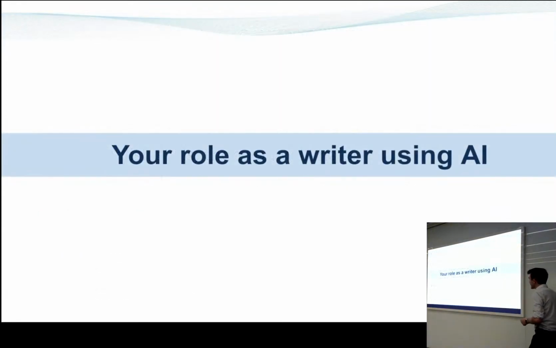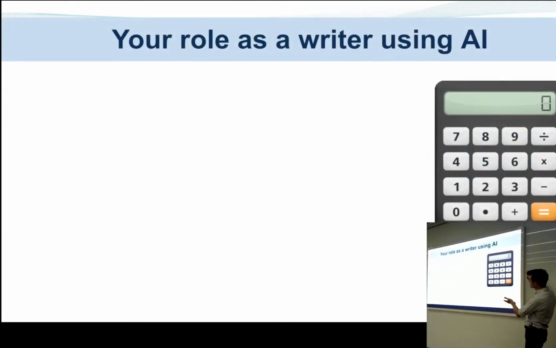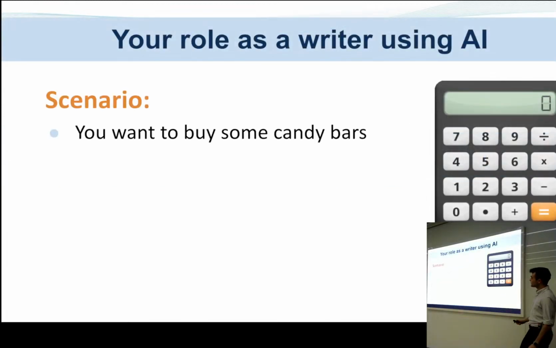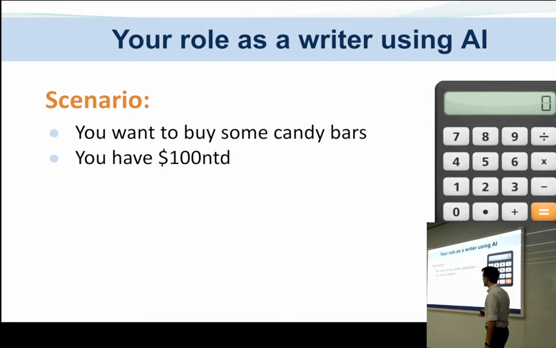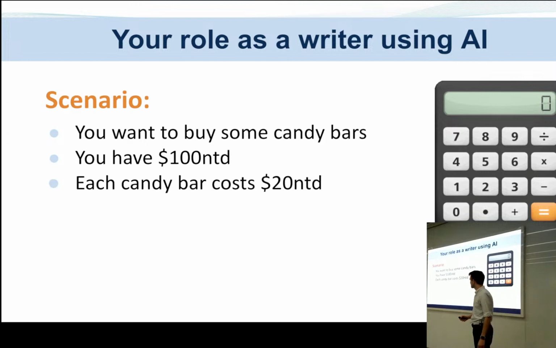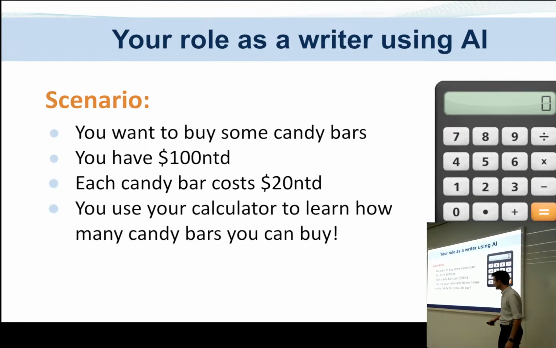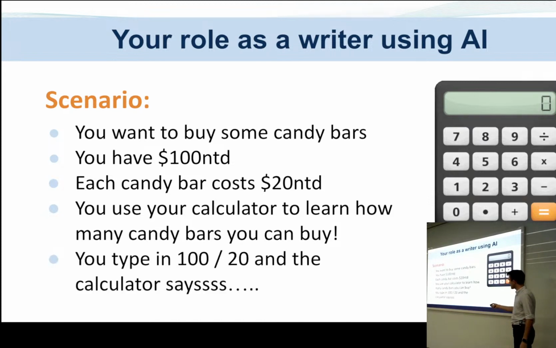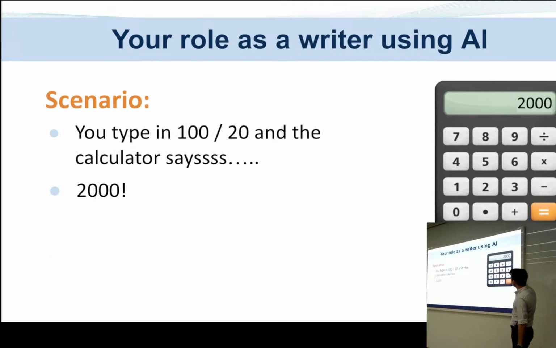Your role as a writer using AI. Here we have a beautiful calculator. I have a scenario for you. You want to buy some candy bars. We all like candy bars. You have 100 NTD. Each candy bar costs 20 NTD. You use your calculator to learn how many candy bars you can buy. What's the number? How many candy bars can I buy? 5. Okay, so I type in 100 divided by 20, and the calculator says 2,000.